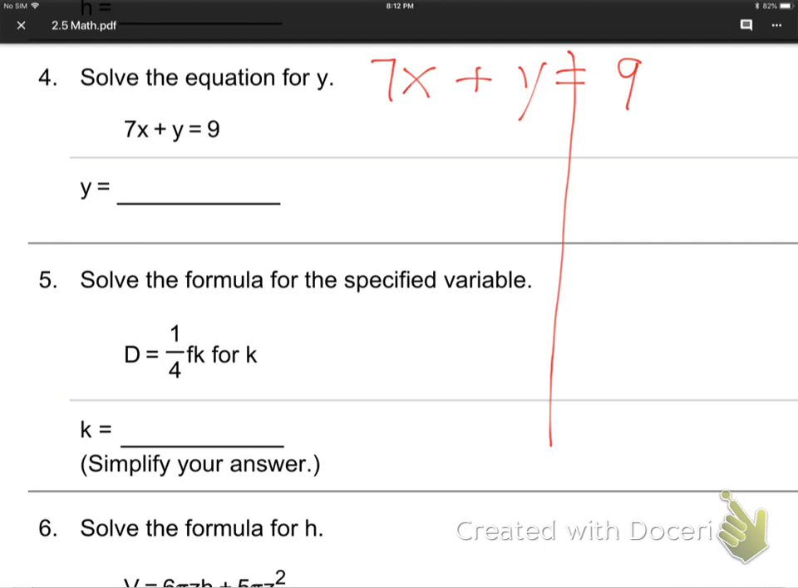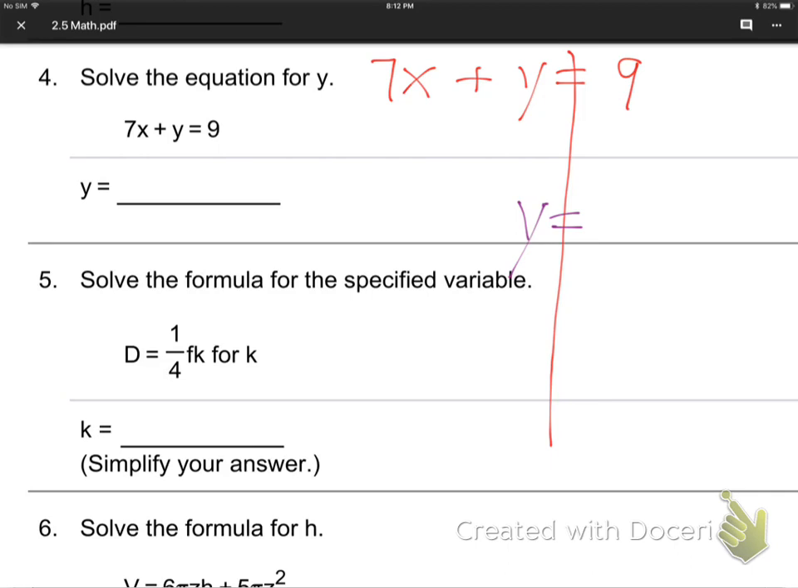Y is saying I want to be alone here. So what do we do to get y alone? You put y and send the 7x minus. Yeah, so here's y. Y wants to be alone. What am I going to do? If y wants to be alone, the 7x needs to leave. How do I get rid of that 7x? Do I divide? It's adding right there. It's adding, so what am I going to do? Subtract. Is that good?